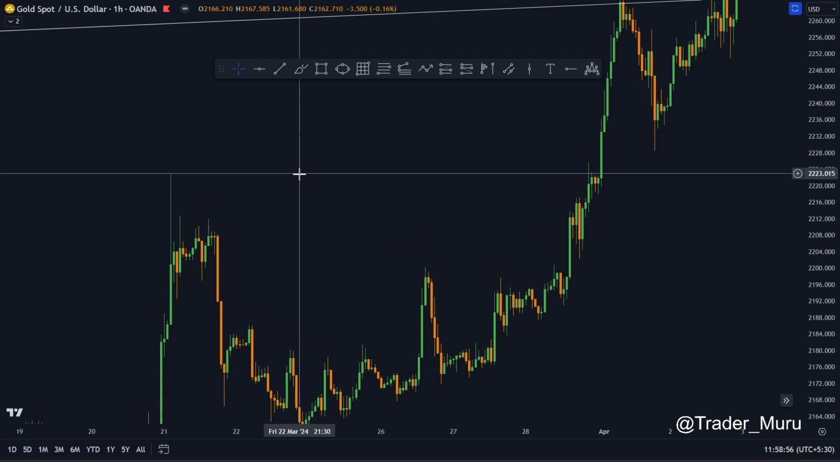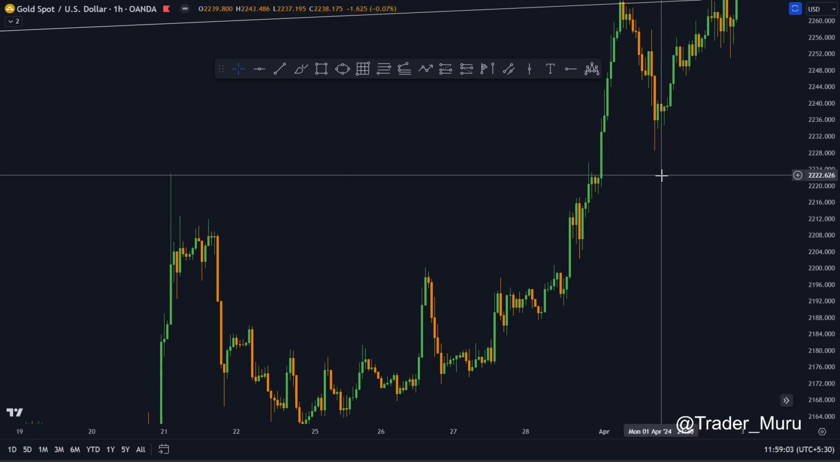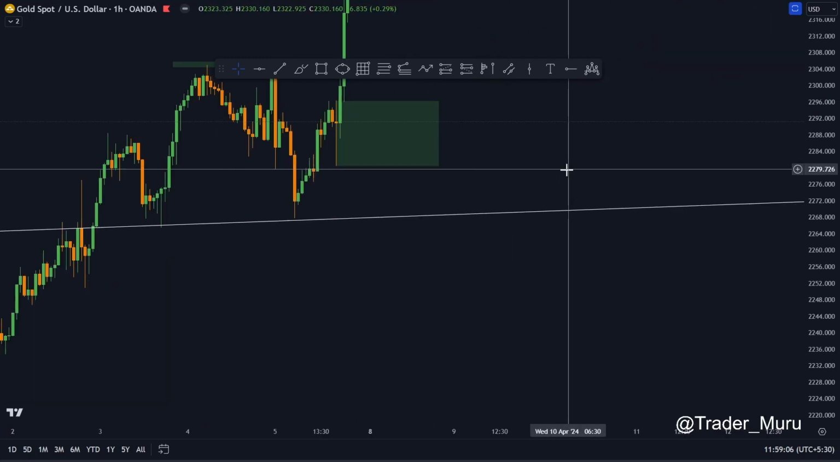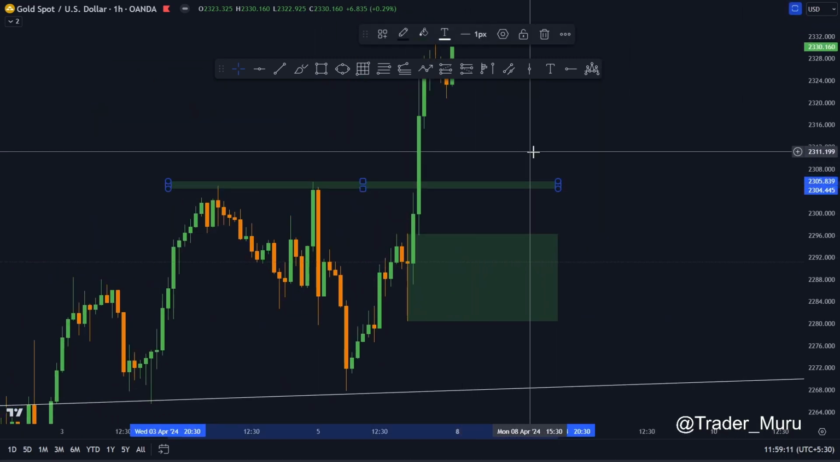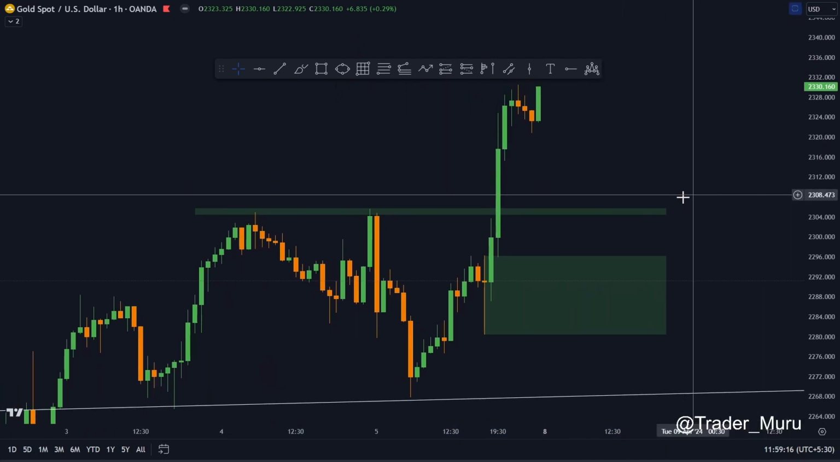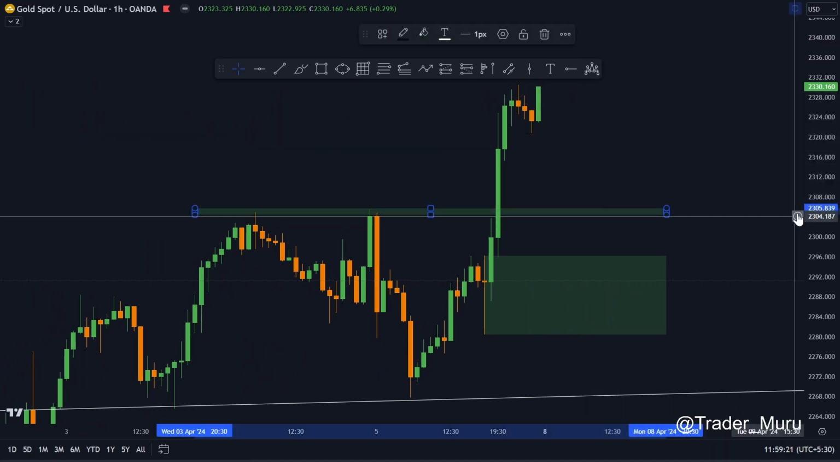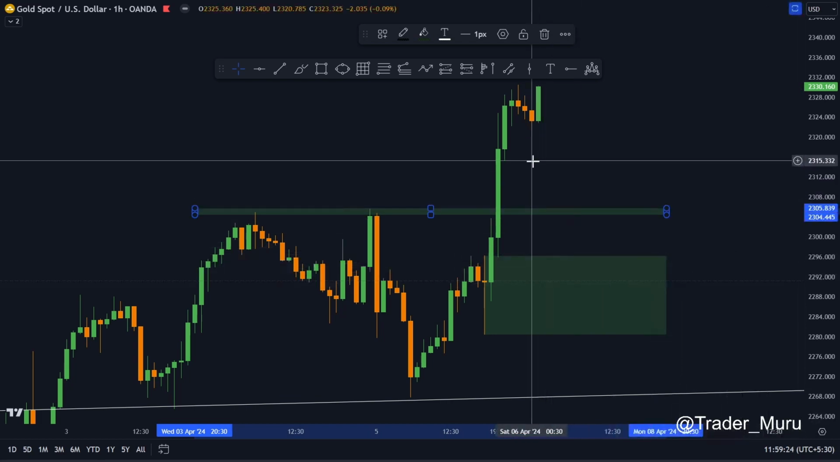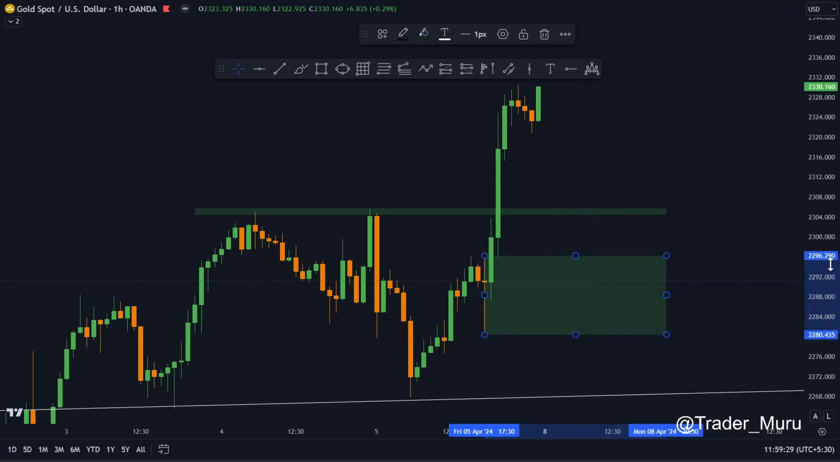This is the exceptional level which gold has not tested here. You can see this is the level gold has not tested. So you can expect a tap at this level and a bounce again in future. On Monday we can expect a retracement and a tap at this level of 2305 to 2304, and if this zone breaks, then you can expect a tap over here at 2296 to 2280.